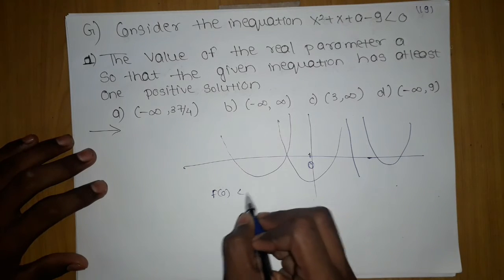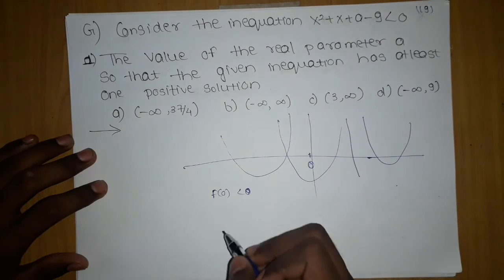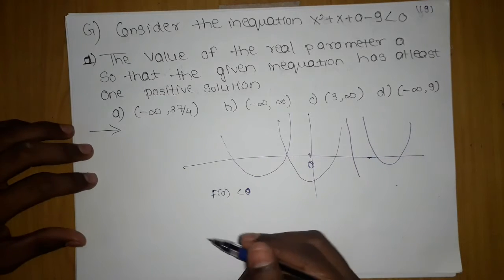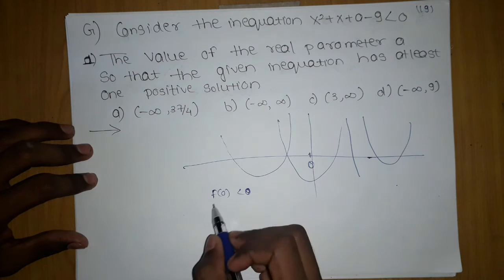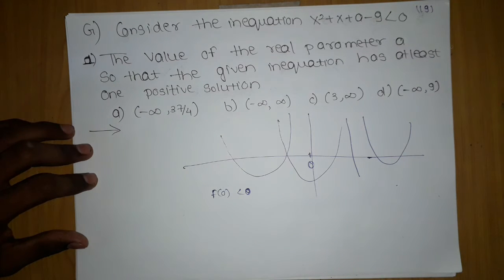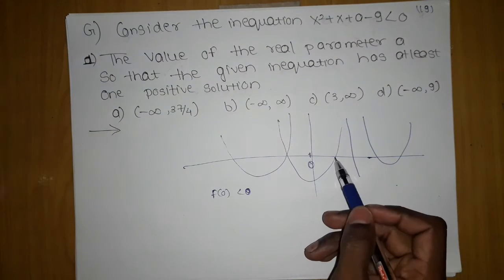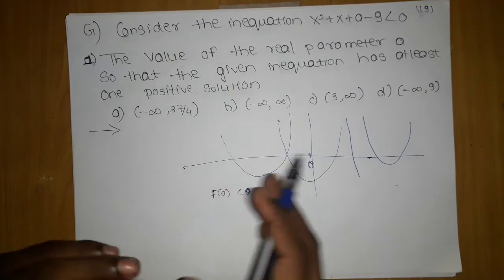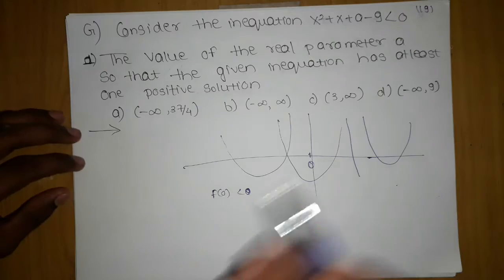f of 0 should be less than 9. f of 0 should be less than 0, but you see from the function it is already so. If a point lies between the two roots, then the condition from the location of the roots says that f of 0 should be less than 0. We are using the location of the roots condition because it is telling at least. If one root is negative and one root is positive, then also this condition will be satisfied. We will take the two positive roots condition in the next case as a second case.